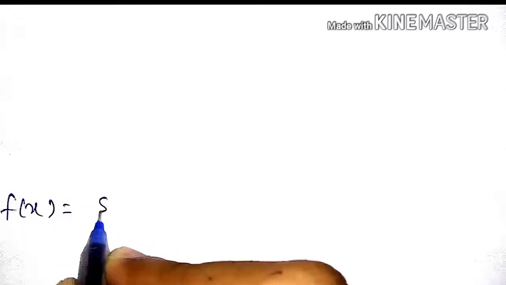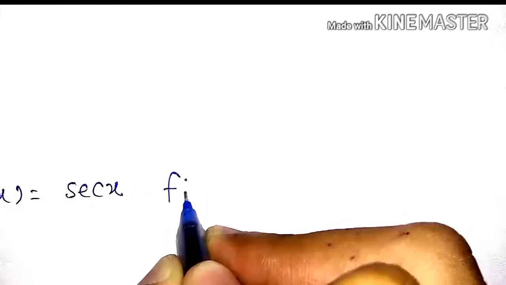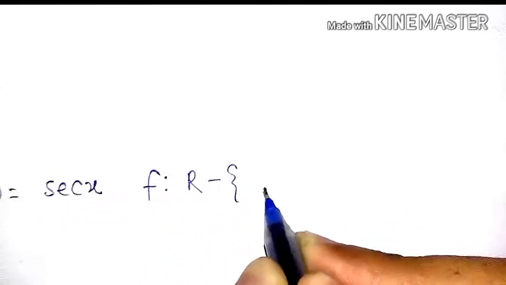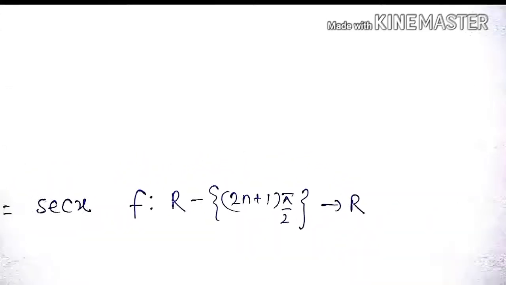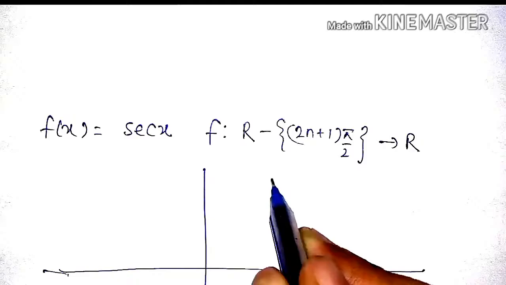Consider the function f(x) = sec x, such that the function is defined for real numbers excluding the values (2n+1)π/2. Graph.